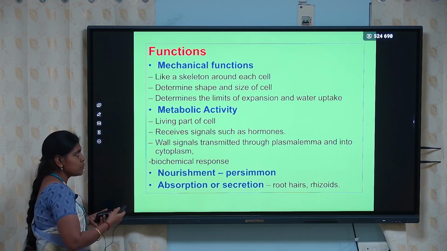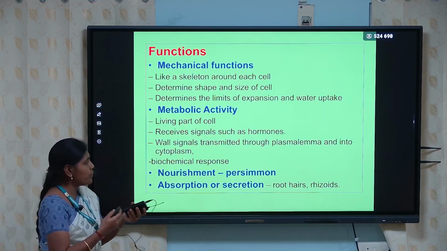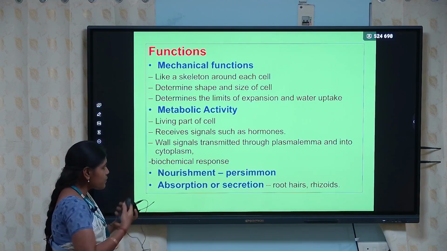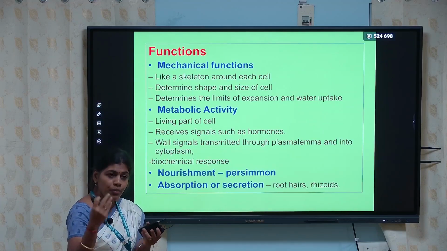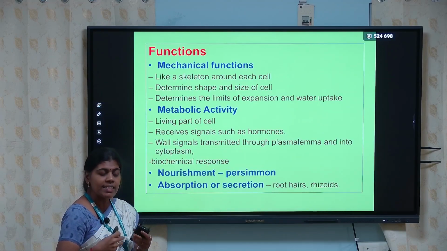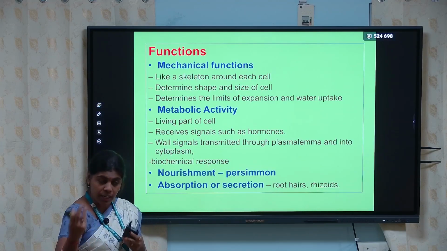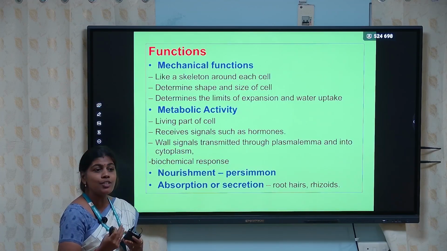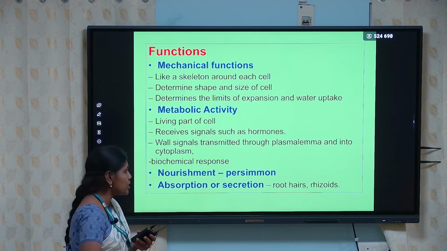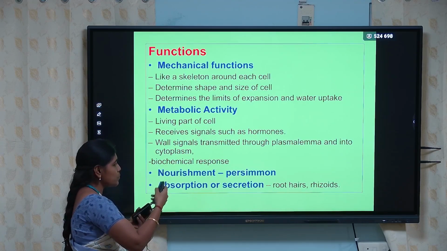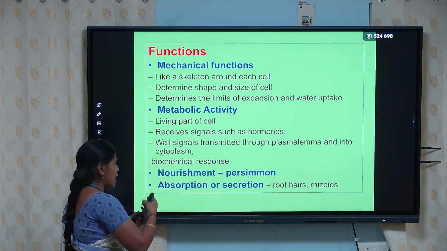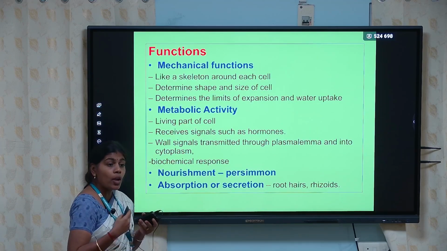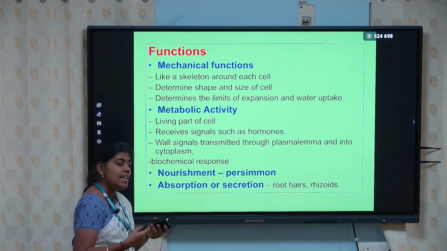And metabolic activity: the cell wall is a living part of the cell, which receives signals such as hormones. If a hormone is secreted from one cell to another cell, it receives the signal from the neighboring cell and communicates to carry out the function. Wall signals are transmitted through the plasmalemma, that is the plasma membrane, and into the cytoplasm, and they give biochemical responses to the cell.